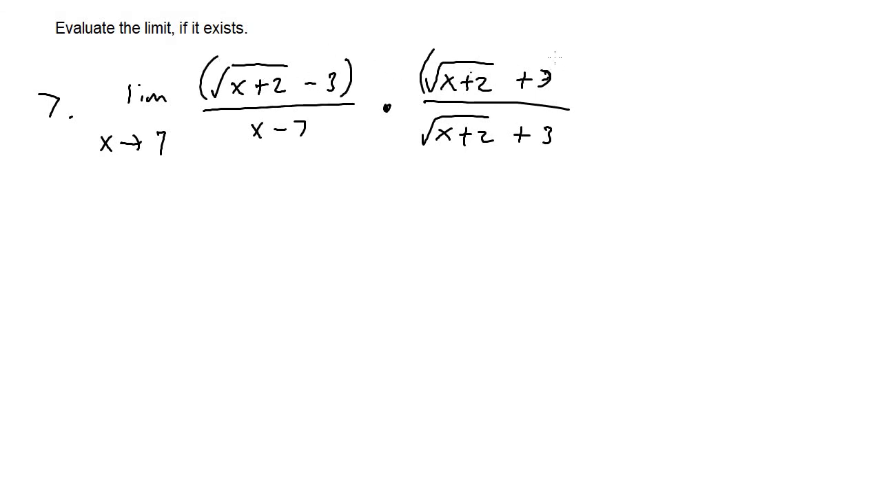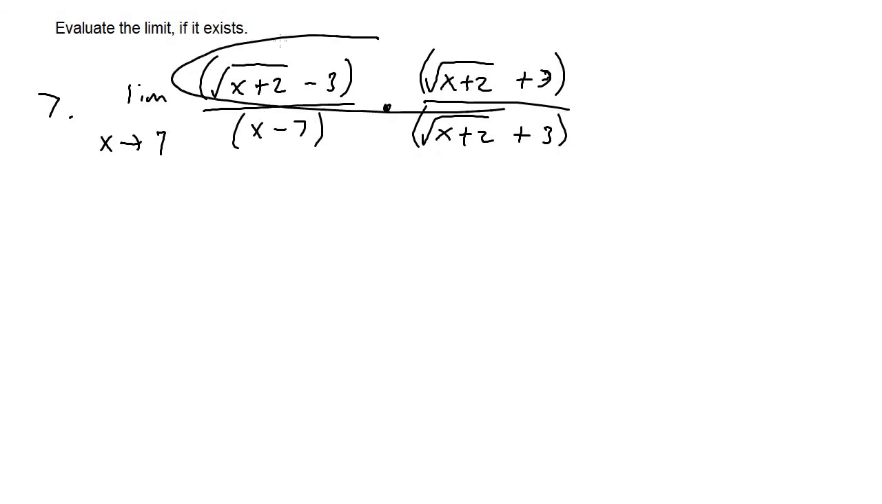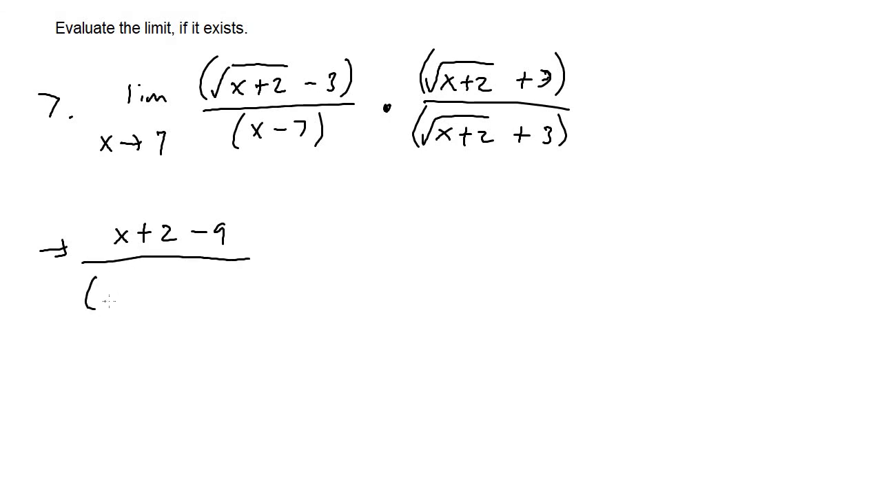So go ahead and multiply the numerator, and I'm not going to simplify the denominator. I'm just going to leave it as it is, multiplying these two. So on the numerator, I'll simplify. When we FOIL, we get the square root of x plus 2 times the square root of x plus 2, which is just going to give us x plus 2. And then we have negative 3 times positive 3, which is negative 9. And then on the denominator, I'll just leave it as it is, so x minus 7 times the square root of x plus 2 plus 3.